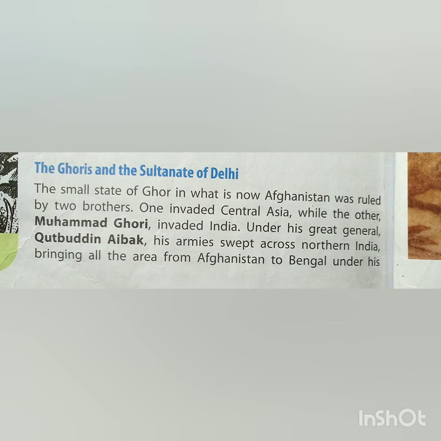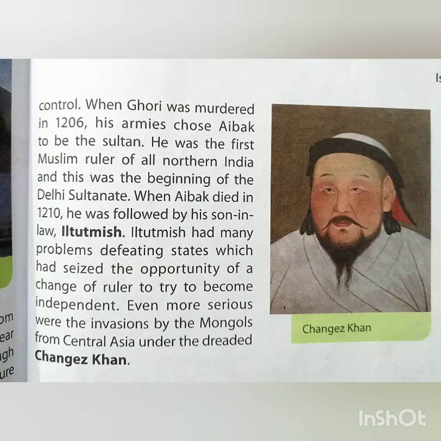Under his rule, there was a ruler, Qutbuddin Aibak. He started to bring all the area from Afghanistan to Bengal under his control. So now, when Qutbuddin started to rule after the death of Muhammad Ghori, the armies chose Aibak to be the Sultan. And he became the first Muslim ruler of all northern India. This was the start and the beginning of the Delhi Sultanate.